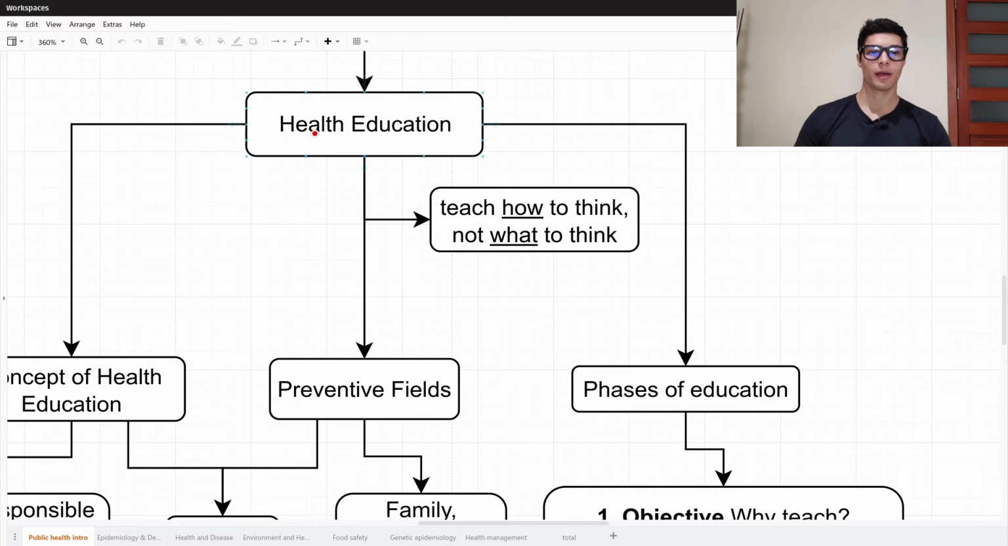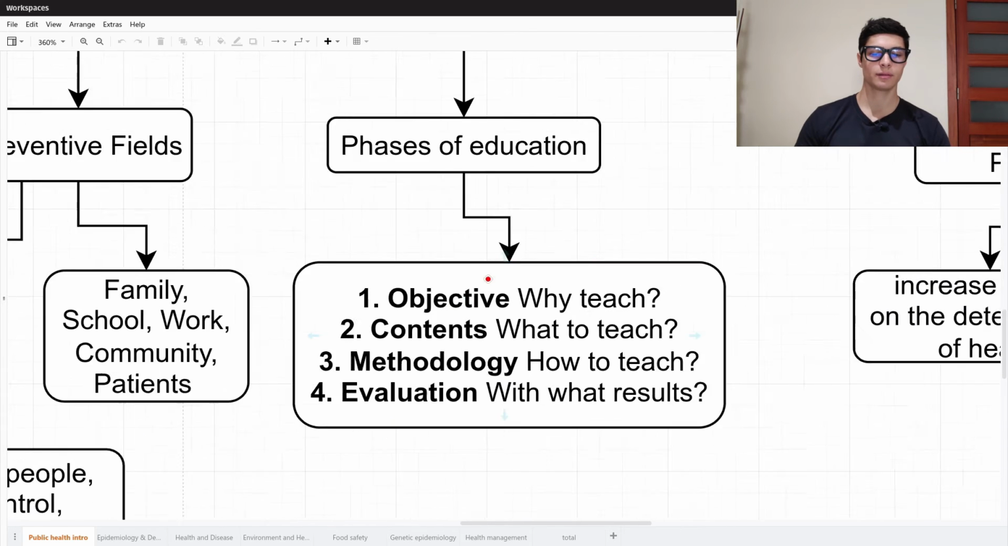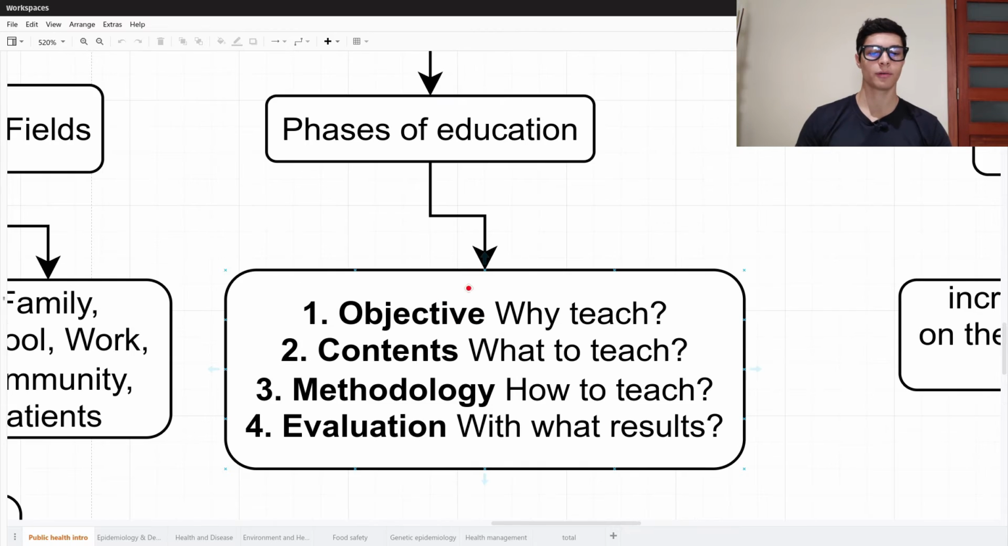And of course, health education needs some phases of education. And these are the phases they follow. An objective, why do we teach? The contents, what to teach? Methodology, how to teach? And an evaluation, with what results? So after applying this, what do we get?